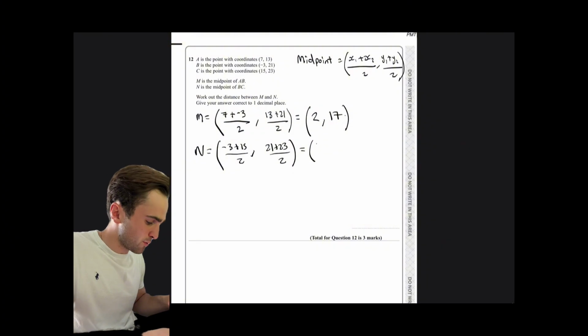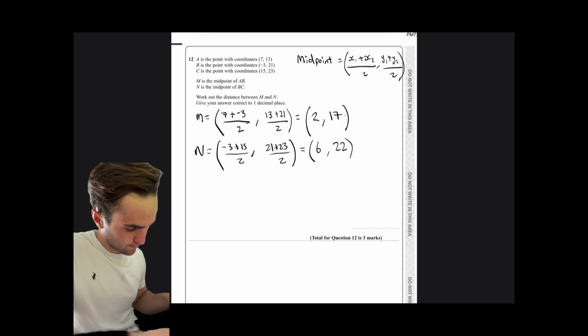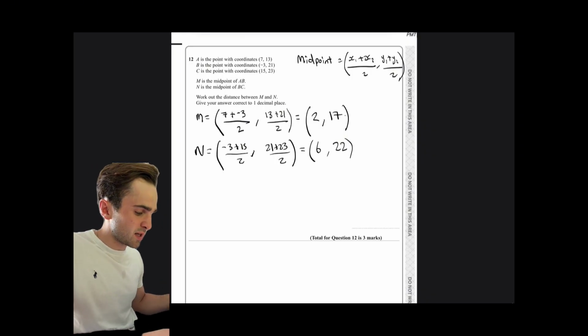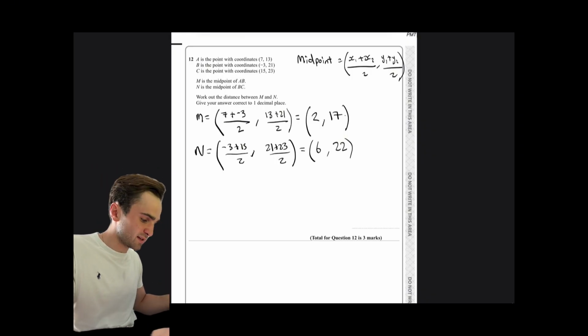-3 plus 15 is 12 over 2 is 6. 21 plus 23 is 44 over 2, which is actually 22 this time. Work out the distance between M and N. Give your answer to one decimal place.